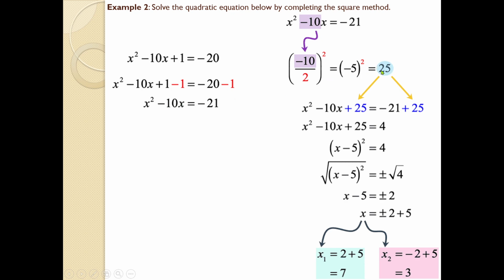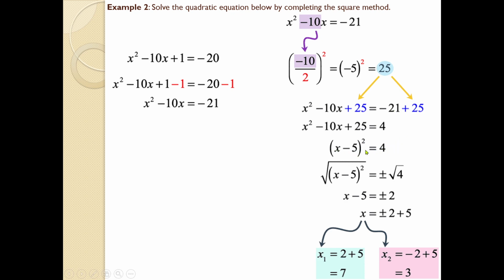Now you have to add this 25 to both sides, that is x square minus 10x plus 25 equal to minus 21 plus 25. Here you can see it automatically becomes the form a minus b the whole square, where x minus 5 raised to 2 equal to, here minus 21 plus 25, it will be 4.